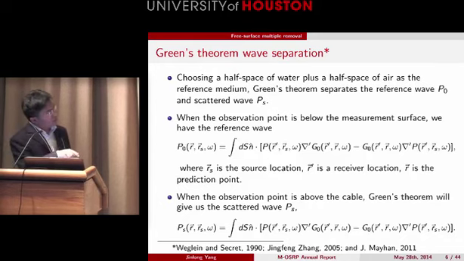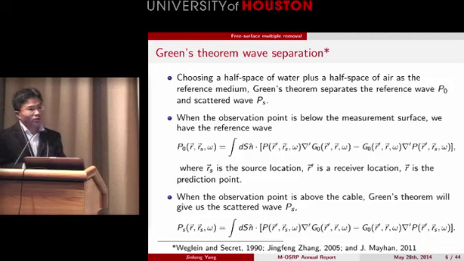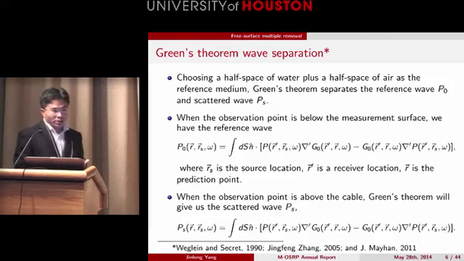Similarly, using the same surface integral, if we choose the prediction point above the cable, we can get the scattered wave field, Ts. It's the same surface integral, the only difference is whether the prediction point is above or below. After that, we want to deghost our scattered wave field. Also, we want to get the direct reference wave field.